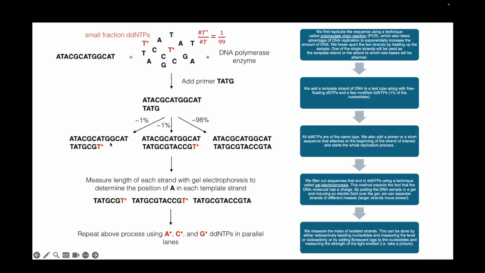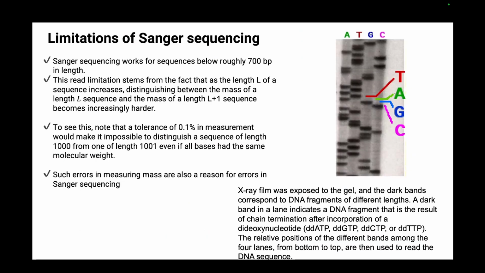So then, according to length, you can sort these particular sequences by gel electrophoresis, and then you can have an idea about what the sequence is. So this is how Sanger sequencing works, but there are limitations to Sanger sequencing.